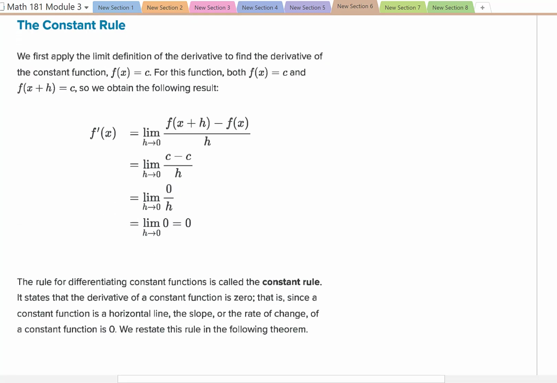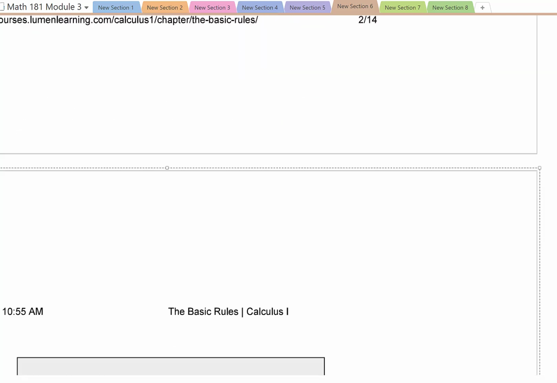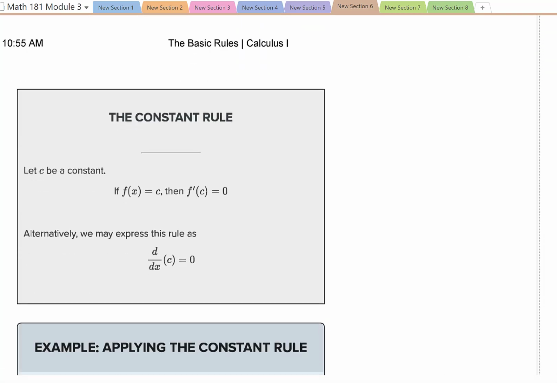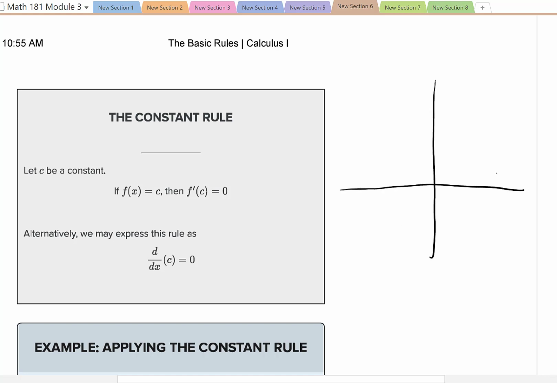Okay, so our constant rule essentially says this. There's a proof up above. If f of x equals some constant c, then the derivative is 0. And if you think about that conceptually, if I have a line c someplace, f of x equals that line, then that's just a horizontal line. And so what's the slope of that line anywhere? The slope would be 0. So anyway, our derivative of a constant value or constant function is 0.